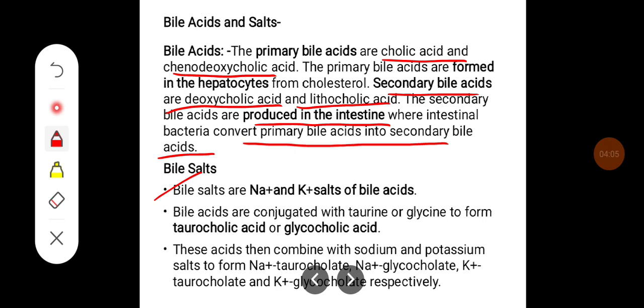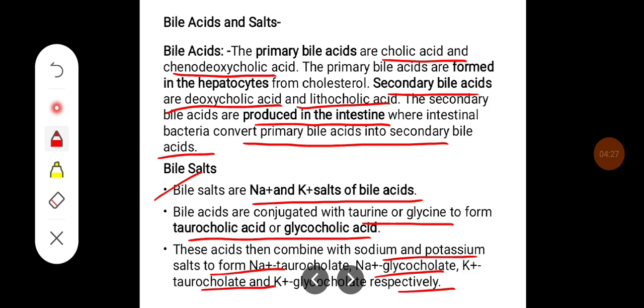Bile salts are the sodium and potassium salts of bile acids. Bile acids are conjugated with taurine or glycine to form taurocholic acid and glycocholic acid. These acids then combine with sodium and potassium salts to form sodium taurocholate, sodium glycocholate, potassium taurocholate, potassium glycocholate respectively.